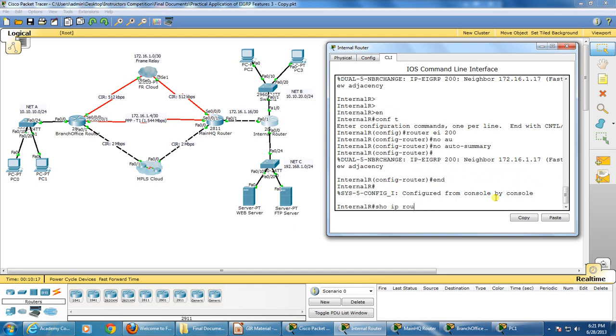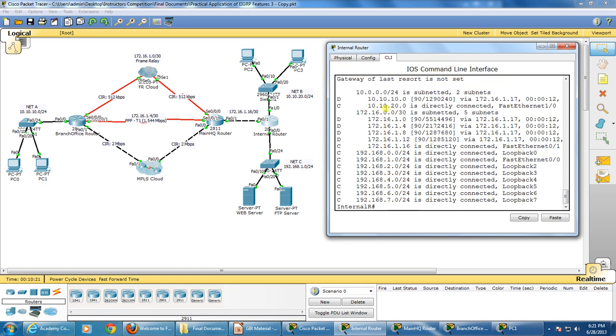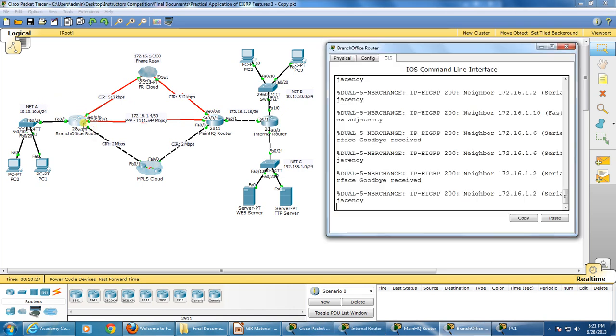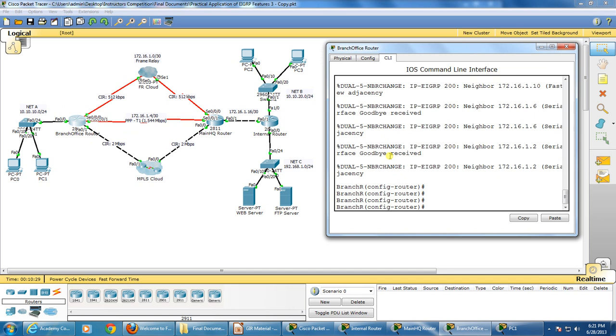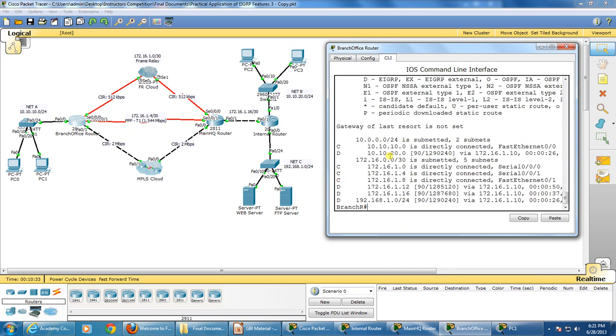So let's check if the expected entries are now coming out in its routing table. Let's try in the internal router. So its routing table should provide us an entry for the 10, and in fact it's there. So the 10.10.10.0, and for the branch office, we should also be able to have the exact subnet for the 10.10.20, which is our network B, and of course we already have for network C.